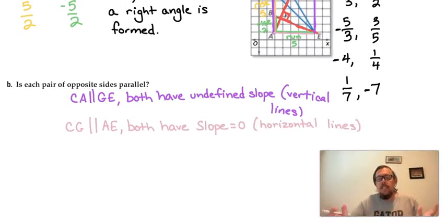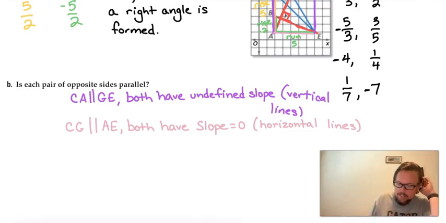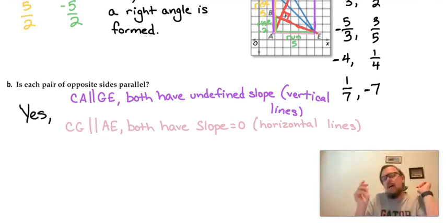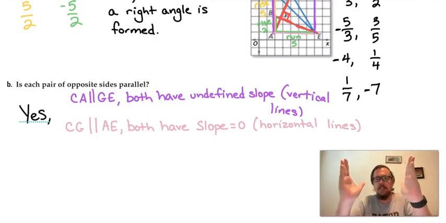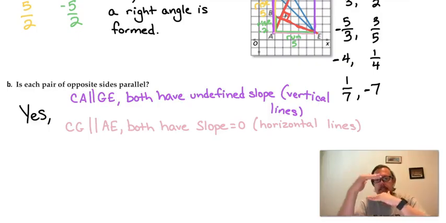So the answer to the question is yes, but I don't want to just say yes and stop writing. I want to back up my answer. Yes, each pair of opposite sides is parallel. Here's my proof. These two sides are parallel because the slope is undefined. They're vertical lines. Vertical lines have an undefined slope. These two lines are parallel because they're horizontal lines, and horizontal lines always have a slope of 0. So I want to make sure that I'm answering the question. The questions were yes or no questions, but just writing yes or no is not good enough. I want to write yes or no, and then how do I know that the answer is yes or no?